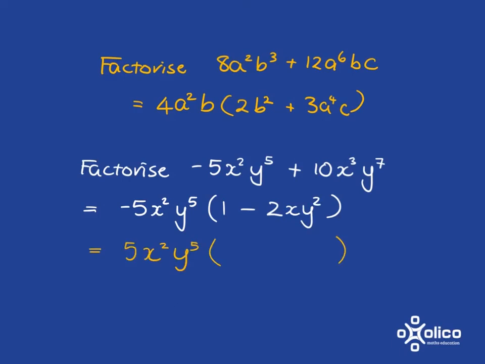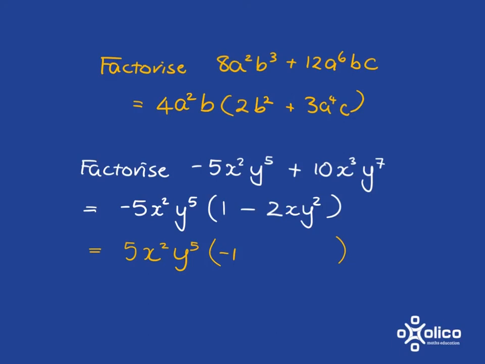Now, as I said, I could also have chosen, and it would be equally right, 5x squared y to the 5 as my highest common factor. And so then what would I get? Well, I'm asking myself, this multiplied by this must get me back here. So 5 multiplied by -1 is what gets me back to -5. X squared multiplied by 1 gets me to x squared, and I don't need to write that down because -1 times 1 is just -1. And y to the 5 multiplied by 1 gets me to y to the 5. So I don't need to write that 1 down because -1 times 1 is just -1.